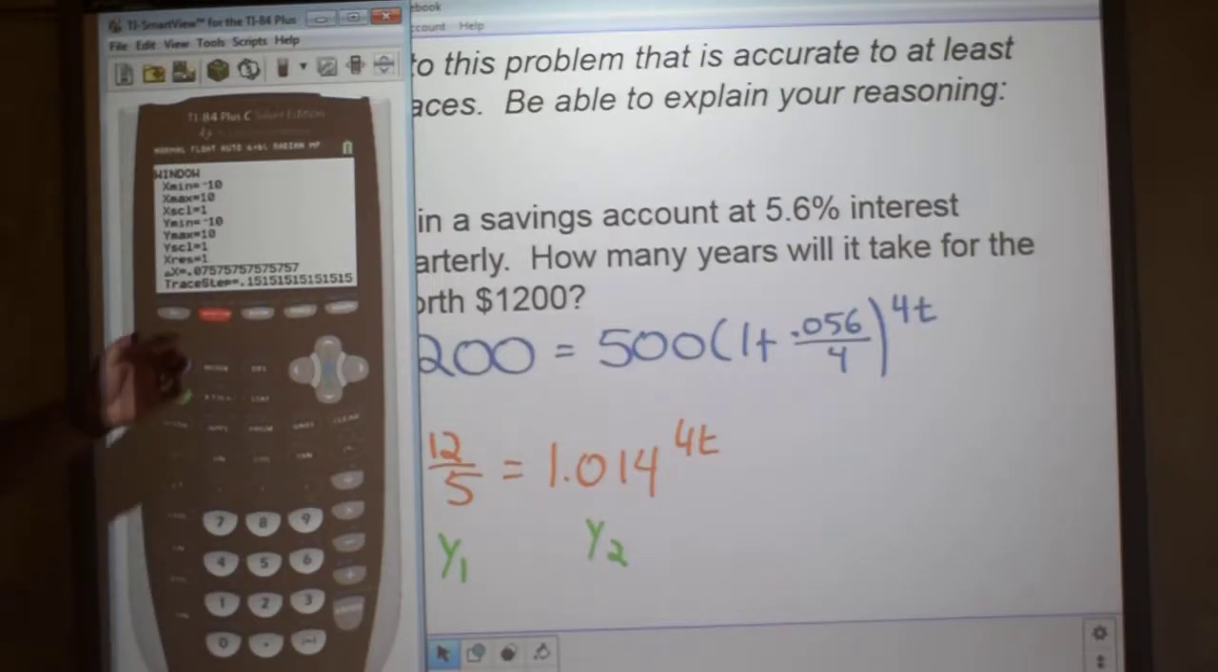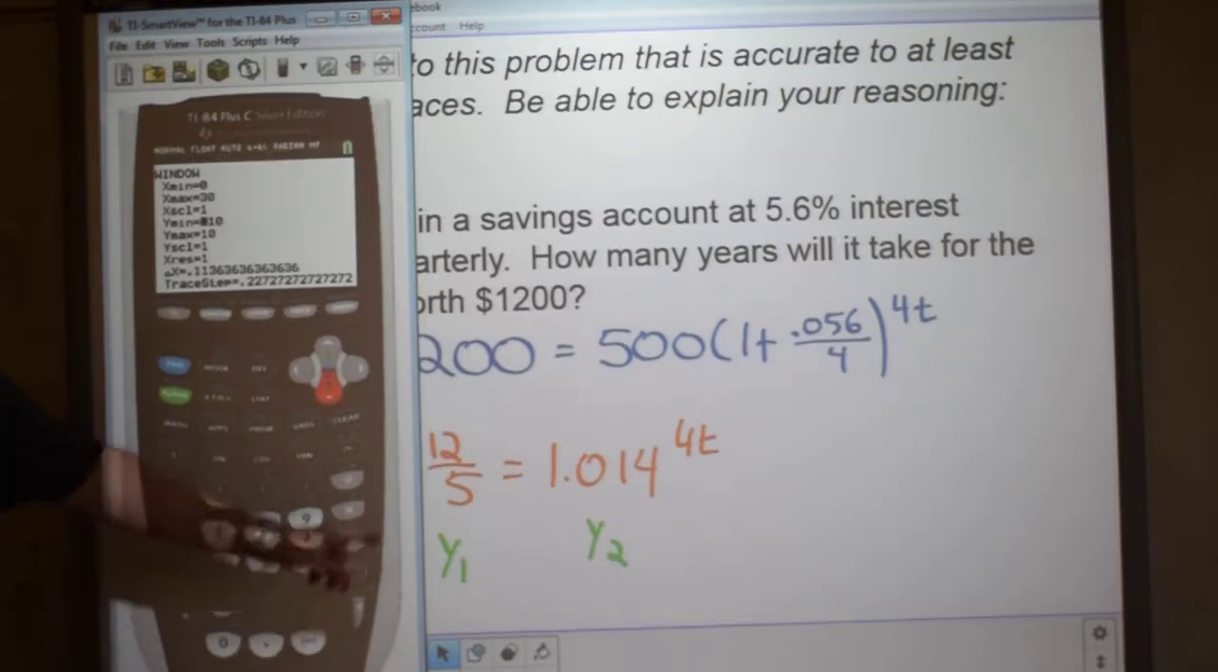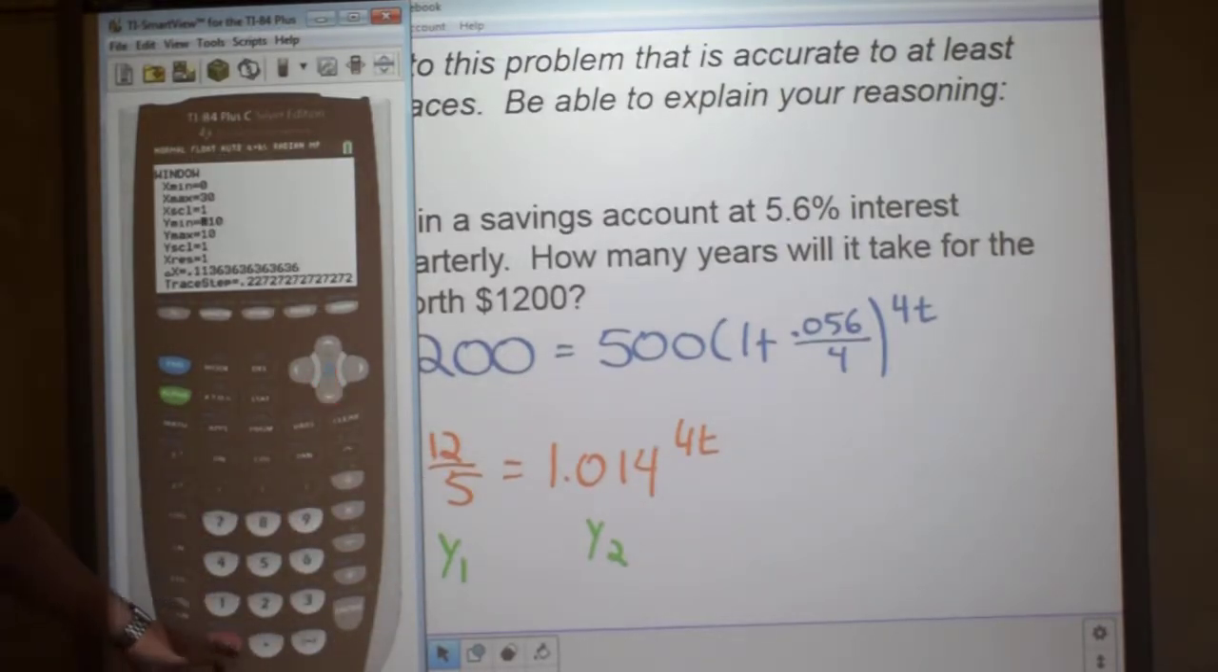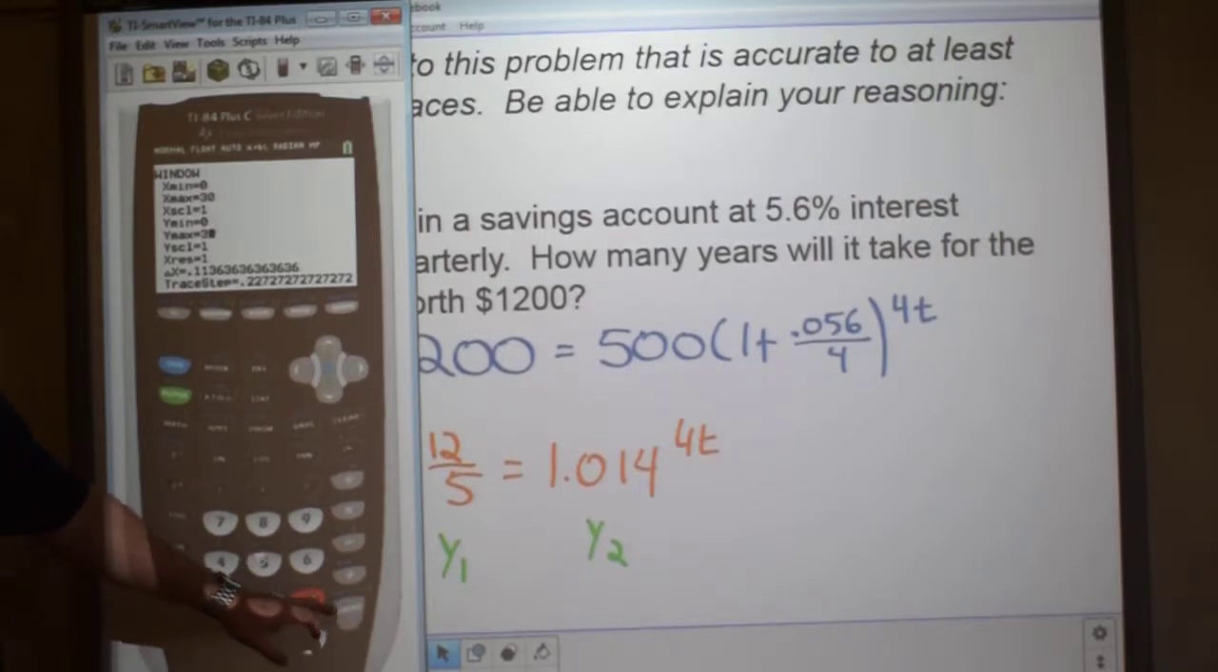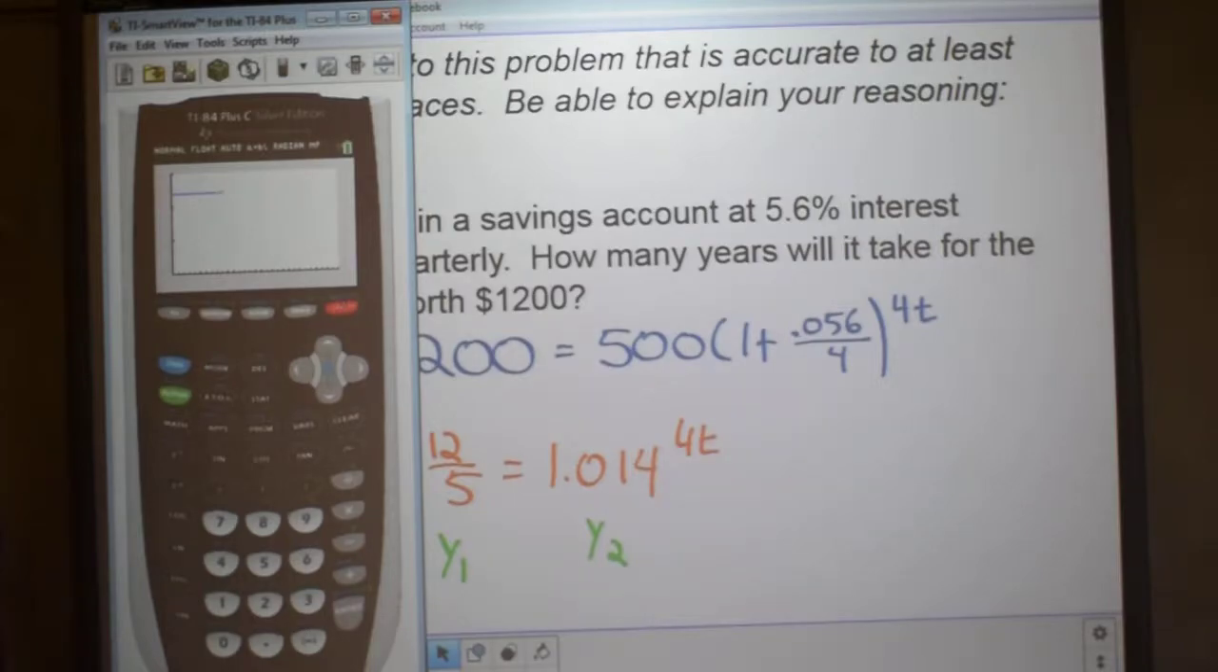Let's set up a window. X in this case is time, so time has to start at year 0. I don't know how long it's going to take, so I'm just going to guess maybe within the first 30 years, and we'll see if they cross. Y is the amount of this side, so I'm going to start at 0. 12/5 is exactly 2.4, so I need to be a little bit bigger than 2.4, so I'll just put 3 in here. And I can see my graph: the horizontal line for 12/5, and then the slowly curving exponential curve for 1.014 to the 4t.